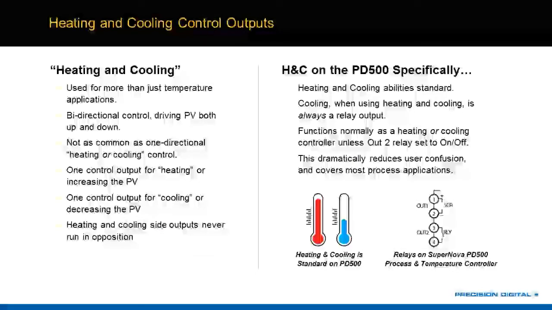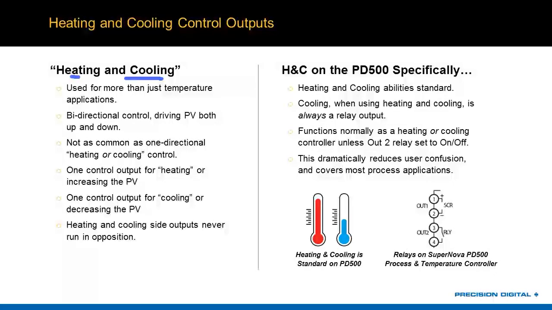Other terms you're going to run into: heating and cooling. Heating and cooling, again, like many of these terms, comes from the temperature world, but can be used in really any process. All it means is that you've got two control elements. So let's use a temperature example. Let's say you have a water bath you're trying to heat.